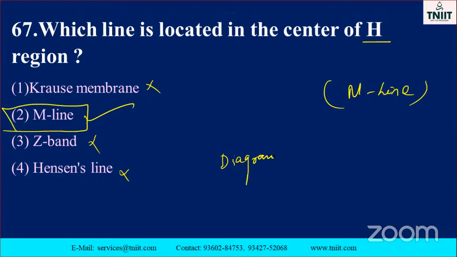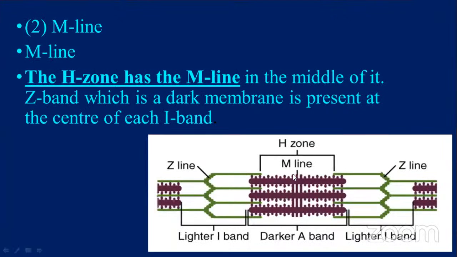This is a direct question and also a diagram-related question. See the question. The H zone is this part. Z line, M line, again Z line, isn't it? The H zone has the M line in the middle of it. The Z band, which is a dark membrane, is present at the center of each I band. So this is very, very important.